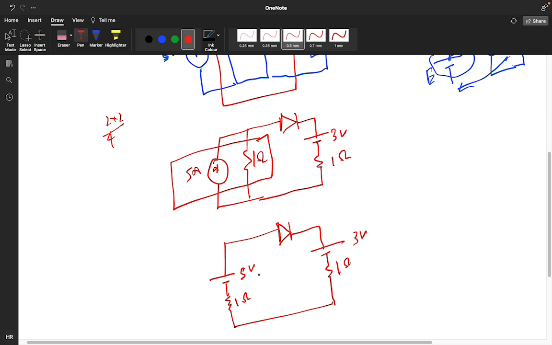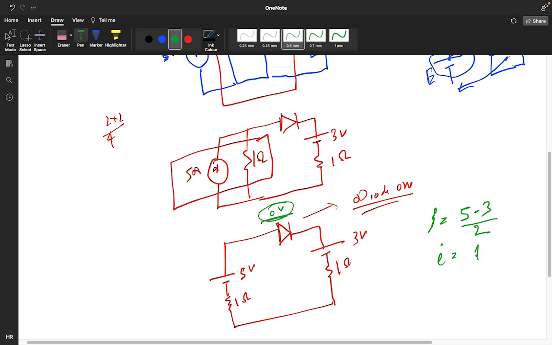This is 3 ohm. So what will be the current? Suppose I am assuming this diode is on. Diode is on. So if diode is on, this is the ideal diode, means no voltage drop. So it will have a 0 voltage. So what will be the current? So I will be 5 minus 3 divided by 2. So I is 1 ampere current will flow. Okay.